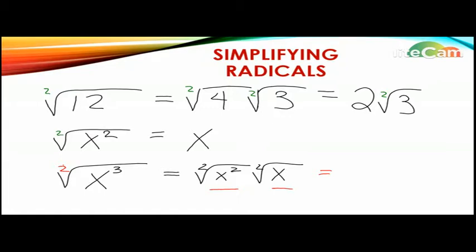And so basically I've got the square root of x squared, which we just talked about, that's x. And then I have the leftover, which cannot be simplified. So I'm going to go ahead and leave it inside the radical, and this is going to be my answer, x square root of x.